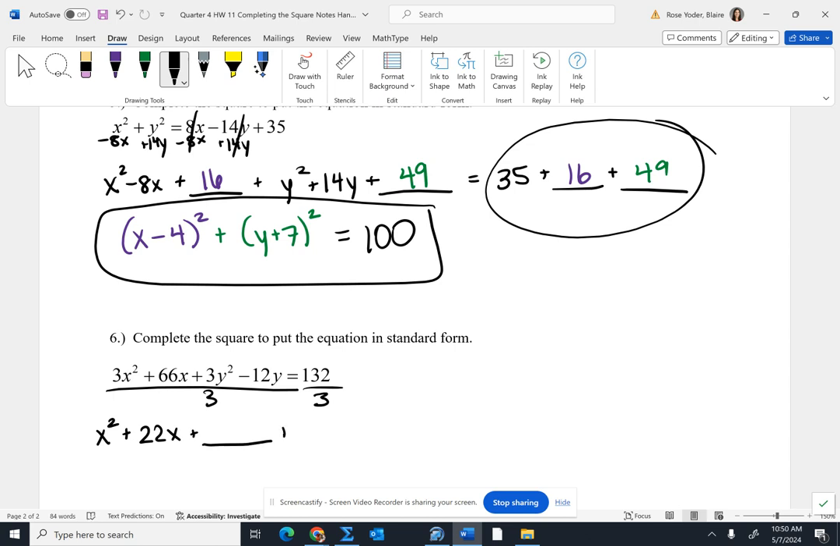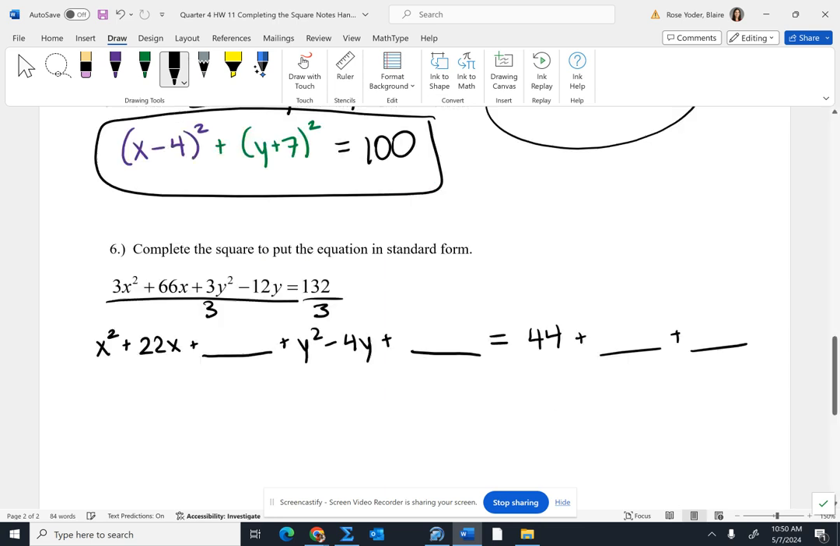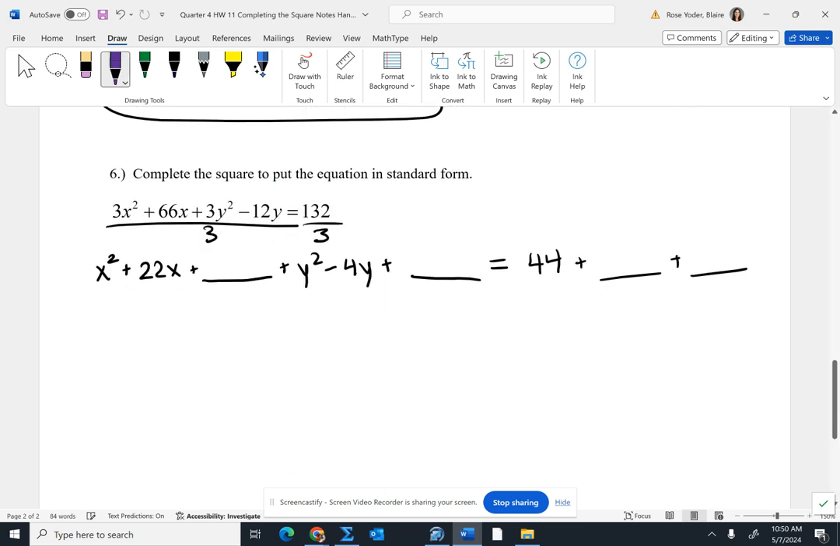And then instead of 3y squared, it's going to be y squared. Instead of minus 12y, it's going to be minus 4y. And then 132 divided by 3, let me grab my calculator for that. It is 44. What am I forgetting? If I added blanks to the left-hand side, I have to add them to the right-hand side too. All right, let's try out what we've practiced. We're going to split the 22 into two parts. That's 11 and 11, which is 121.